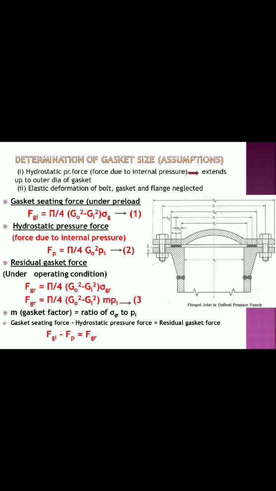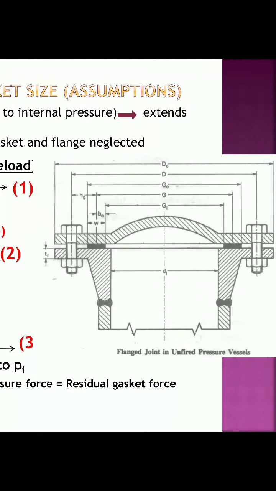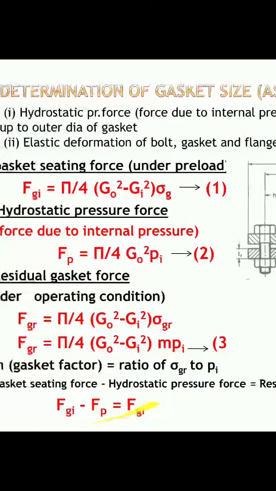So in the next slide, we'll discuss the determination of gasket size. The basic assumption is that the hydrostatic pressure force, because of internal pressure, is going to act up to the outer diameter of the gasket. Therefore, elastic deformation of bolt, gasket and flange is going to be neglected. So you just observe the flange joint here. You can see the gasket is there. So we have to design.